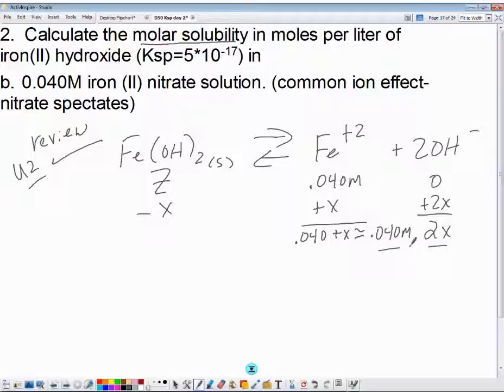All right, so I've got 2x and 0.04. I still do the same thing. I still plug into the Ksp expression. I still say 5 times 10 to the minus 17 is going to be equal to 0.04 molar times 2x, and I still have to square 2x.